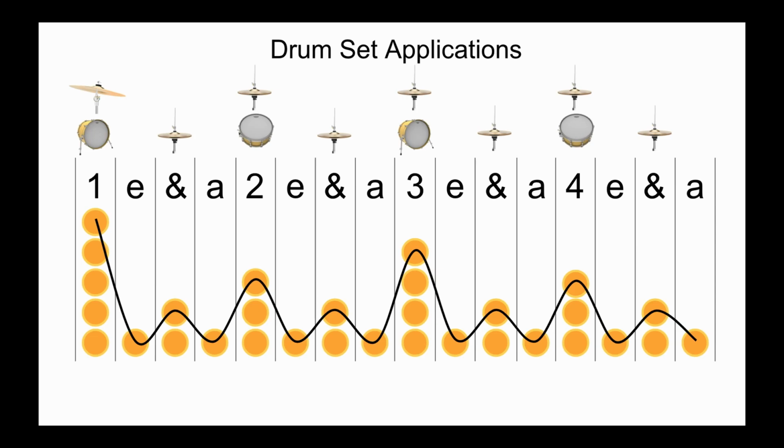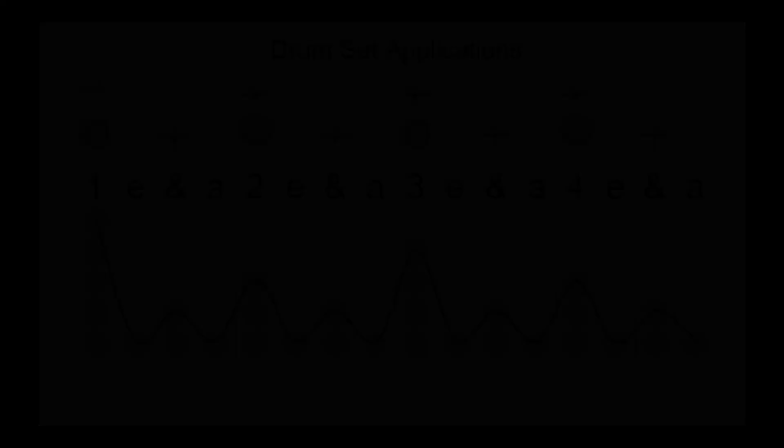Now I'll play that groove on the drums so you can hear the different strength levels. I'm going to play 2 measure phrases. The crash will only be on beat 1 of the first measure. That way I'm not crashing over and over again.